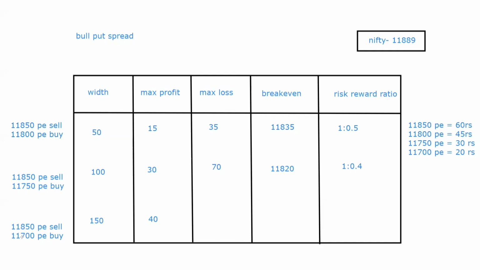Strike difference is 11850 minus 11700, that is 150. 150 is the width. 150 minus the credit or the profit of 40. So 150 minus 40 is 110, right?